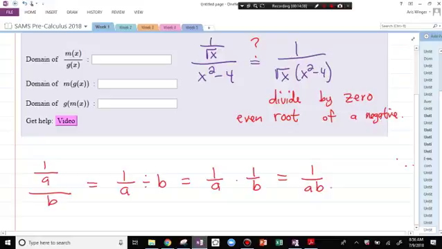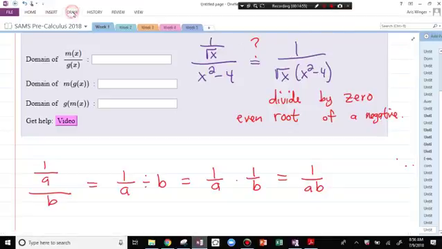So you can't just throw the thing right down to the bottom. Other question? Yeah. Excellent, excellent. Hold me accountable. My goodness, I love it. All right. Divide by 0, even root of a negative.